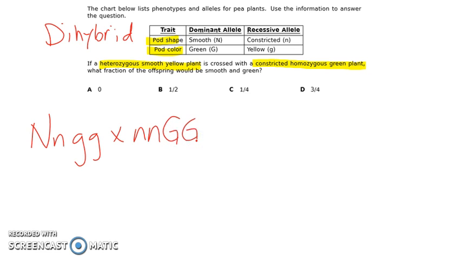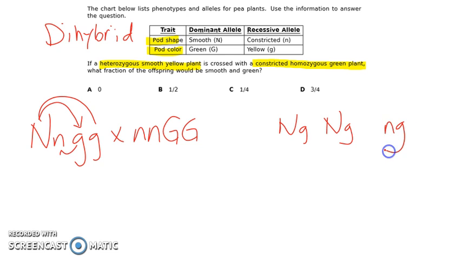dominant allele for G's. Okay, so now that we have our two parent genotypes, let's FOIL, fill out our dihybrid cross, and pick our answers. So our first N and our first G is going to be big N, little g. Our outside to outside is also big N, little g. Inside to inside, little n, little g. And the last is also little n, little g.